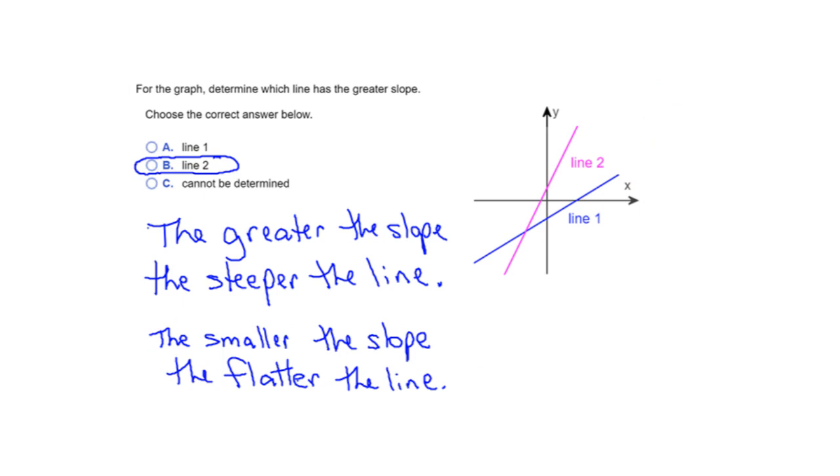Okay, now with lines, the faster the line is growing, so in other words, the steeper the line, the greater the slope. All right, so a slope of 2 might look like this, but a slope of 5 would look like this. So the steeper the line, the greater the slope. And so in this case, because the purple line, line 2, is steeper, it has a greater slope than the other line. In other words, it's growing much faster.